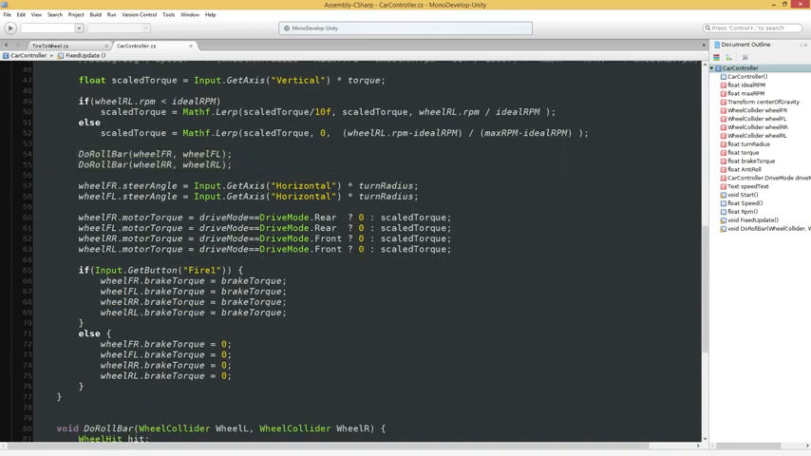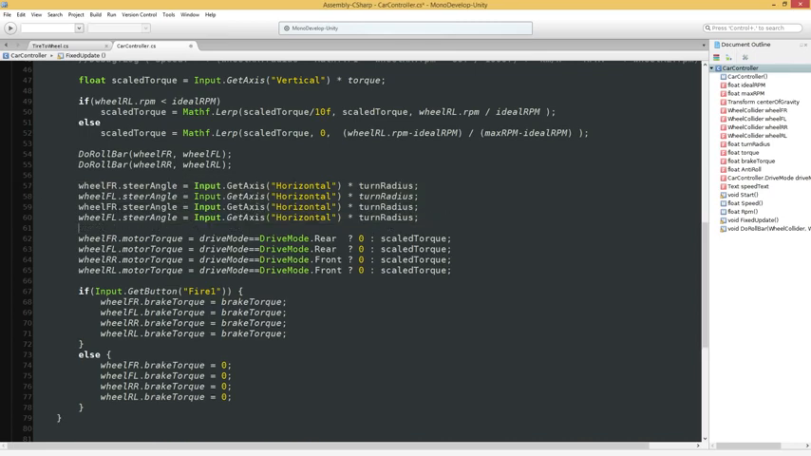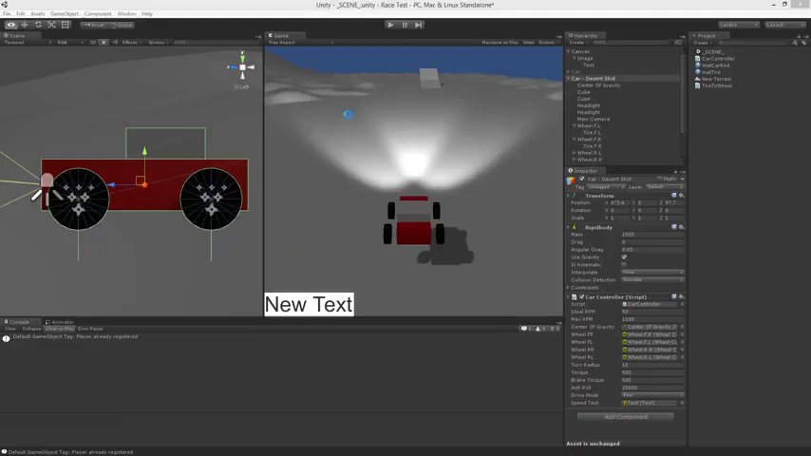Here's our steering. We just take our horizontal axis and multiply it by a turn radius. That's how our steering gets applied to our front, or our right and left front tires. Note, we could very easily have one of those cars that turns on all 4 wheels by doing that, and then I guess you would do a negative on the back. Let's try that.